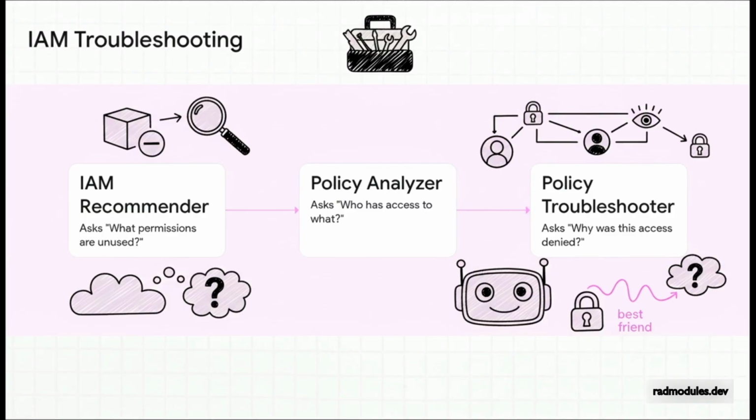And when access isn't working right, think of these three tools as your IAM Swiss Army knife. The recommender helps you shrink oversized permissions. The policy analyzer helps you audit who has access to what. And the policy troubleshooter is your best friend for figuring out exactly why someone's access was denied.